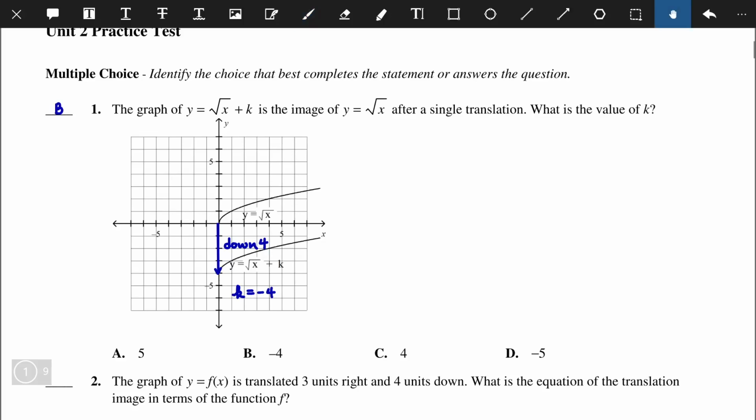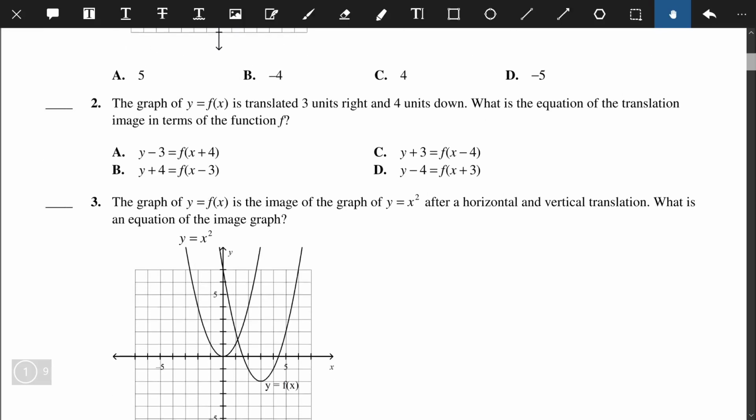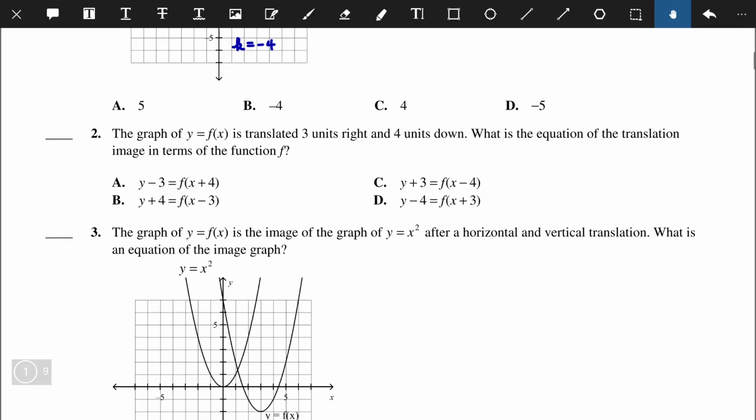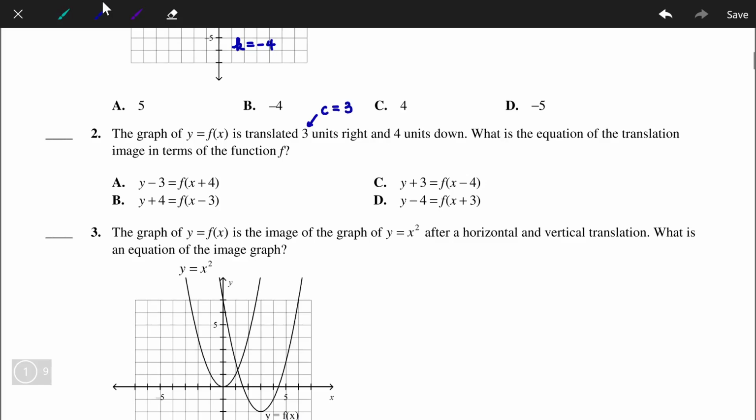Okay. Question number 2. The graph of y equals f of x is translated 3 units to the right and 4 units down. What is the equation of the translation image in terms of the function f of x? So in this case, we know that the c value must be equal to 3, and that the d value must be -4.